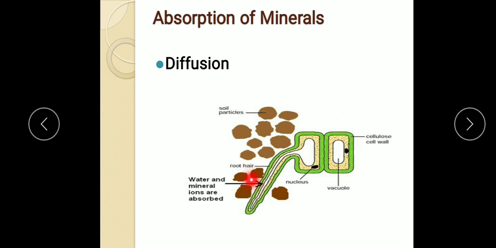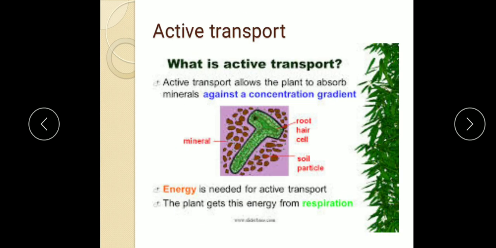Now further we will see, after the diffusion process, the next one, which is active transport. What is active transport? Active transport involves the movement of mineral ions against a concentration gradient. Against a concentration gradient, what does it mean? It means mineral molecules are more concentrated in the root hair cells than the soil outside. This is just the reverse of diffusion, meaning root hair cells already have a high concentration of minerals compared to the surroundings.